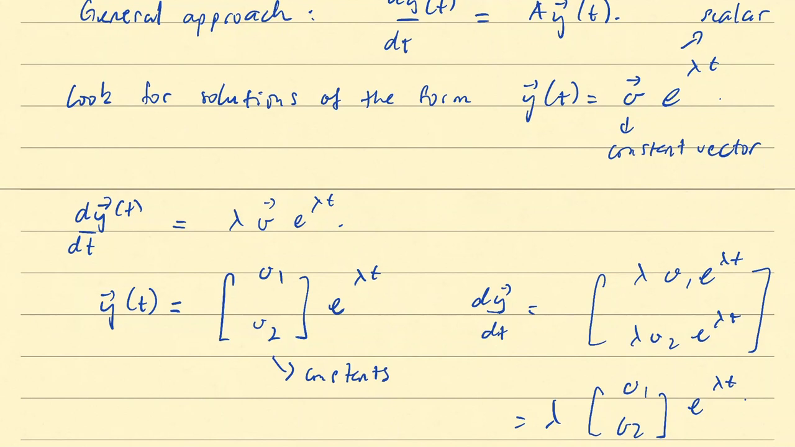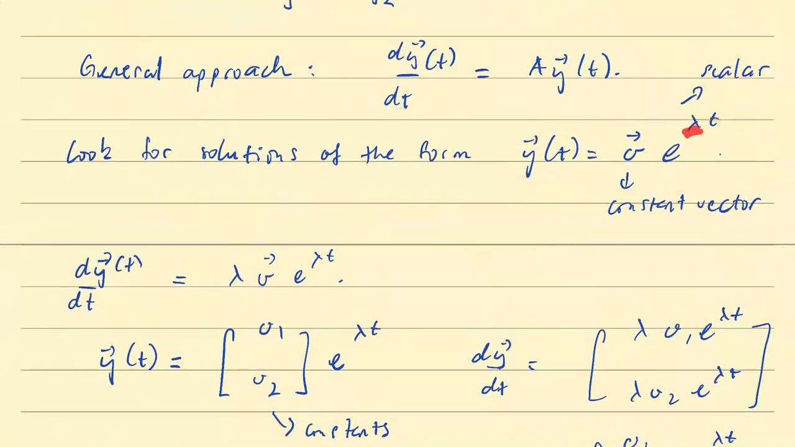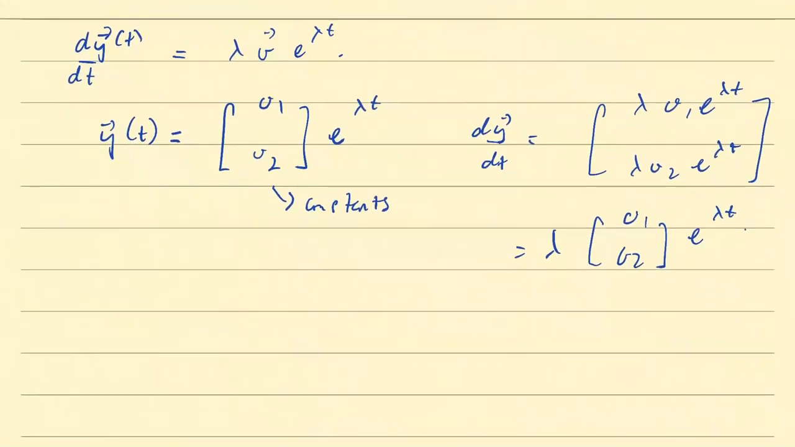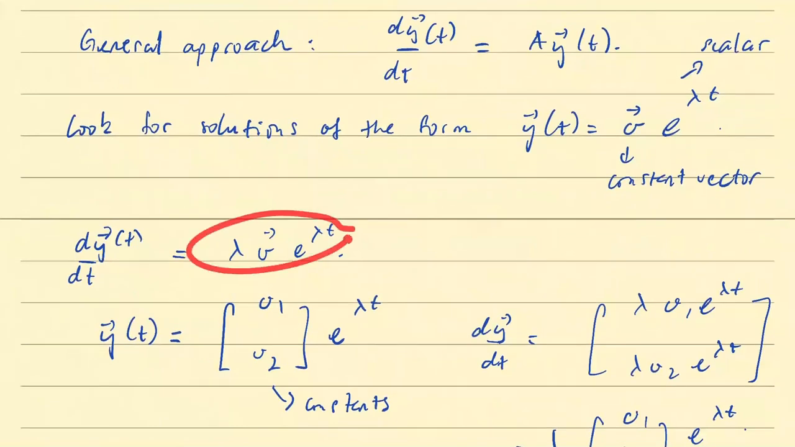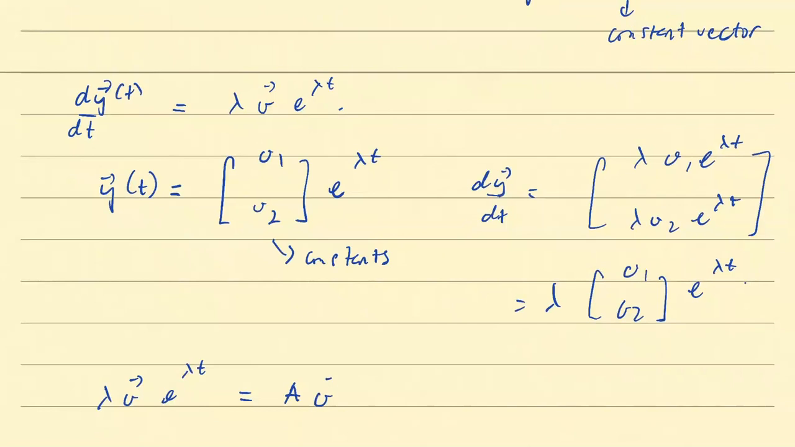So now we plug in, okay? We plug the solution into the system and see what must be the relation between lambda and v. If you plug in, you see that dy/dt on the left-hand side is this. So I got lambda v e^(lambda t) is A times y, which is v e^(lambda t).